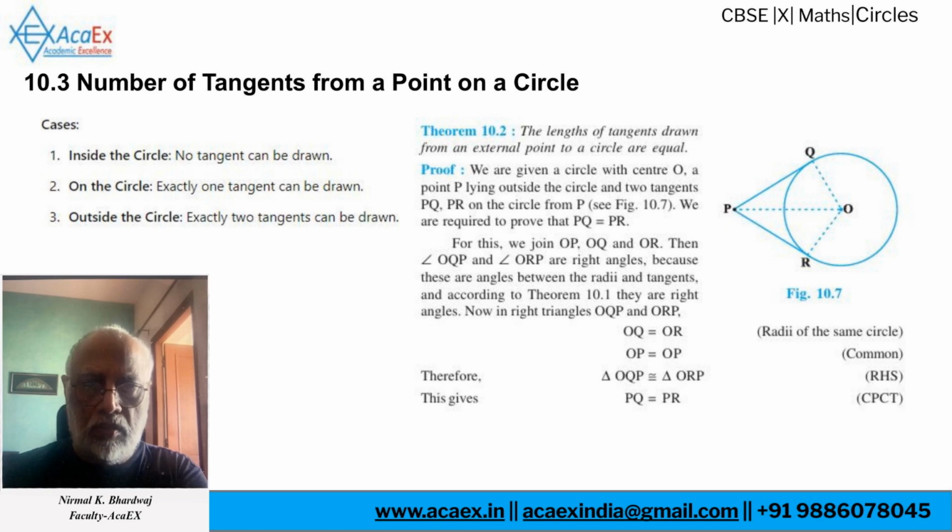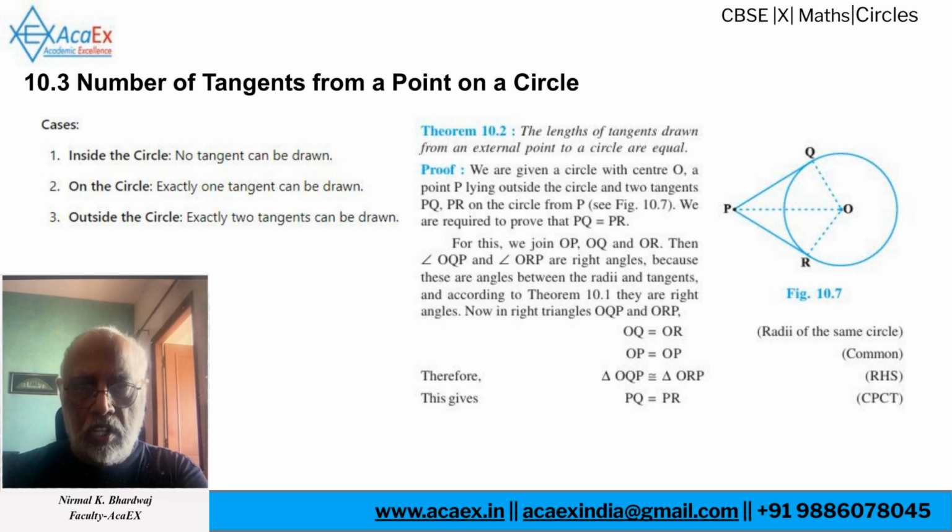Number of tangents from a point. The number of tangents you can draw to a circle from a single point depends on the point's location. If the point is inside the circle, you can draw no tangents. If the point is on the circle, you can draw exactly one tangent. If the point is outside the circle, you can draw exactly two tangents.